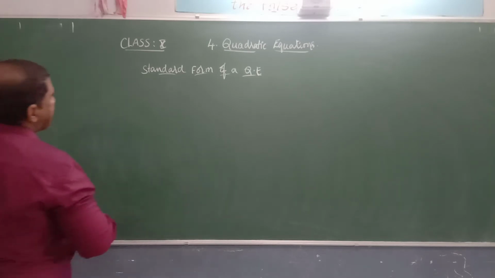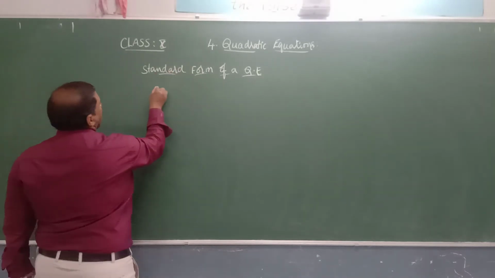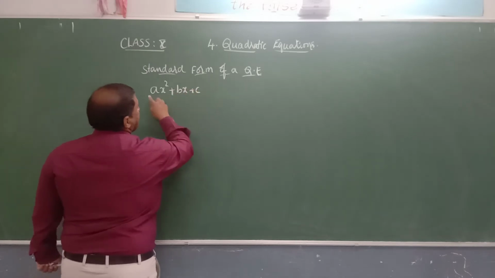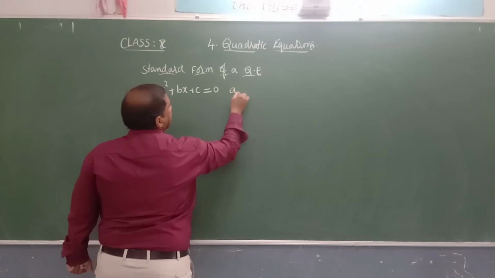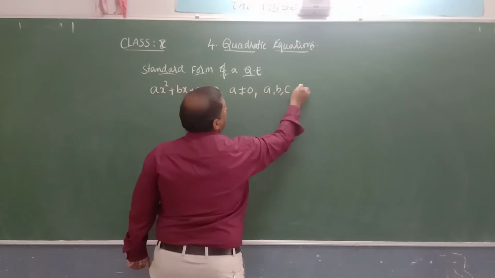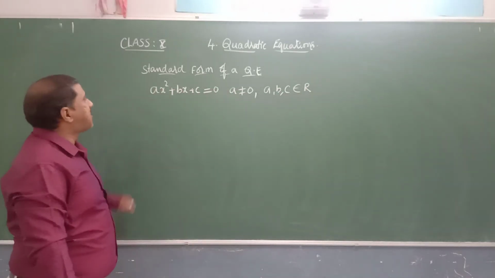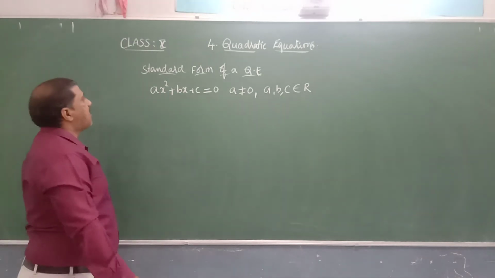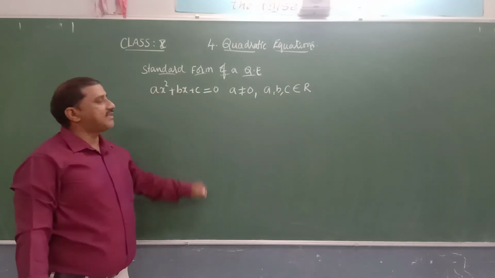Now we'll discuss the standard form of a quadratic equation. As I said, any quadratic polynomial, that is ax² + bx + c, if it is equal to 0, and a is not equal to 0, and a, b, c belong to real numbers (R stands for real numbers), this form is known as the standard form of a quadratic equation. Here a is the x² coefficient, b is the x coefficient, and c is the constant term.